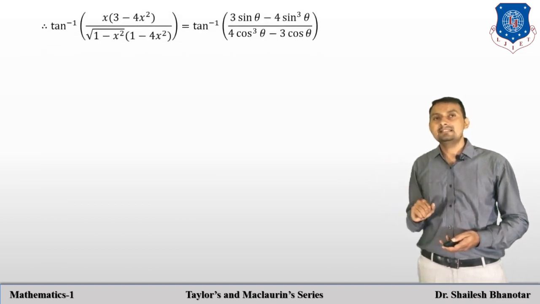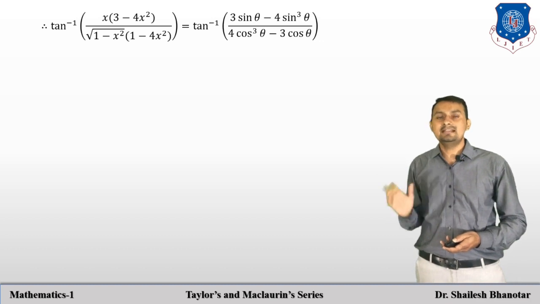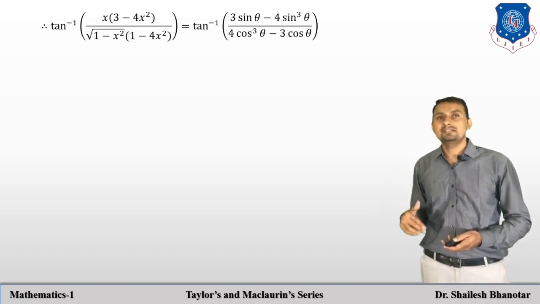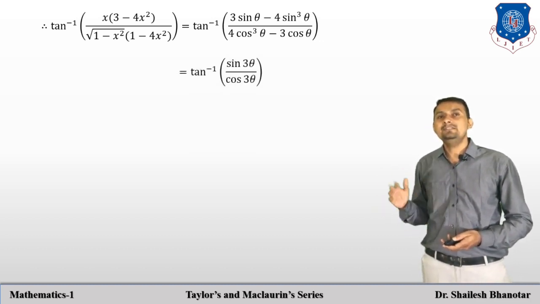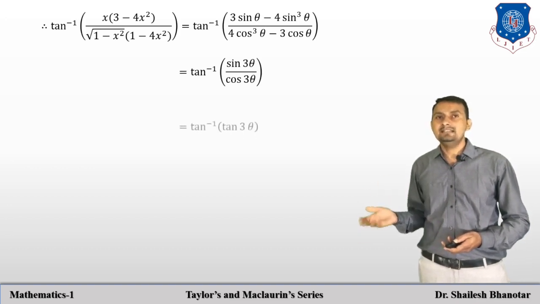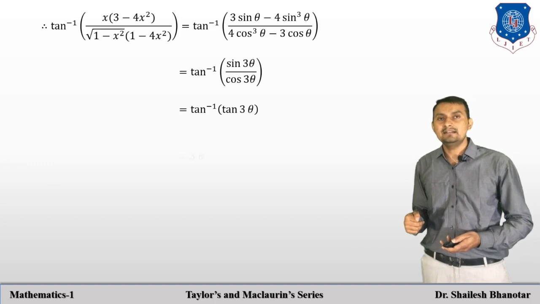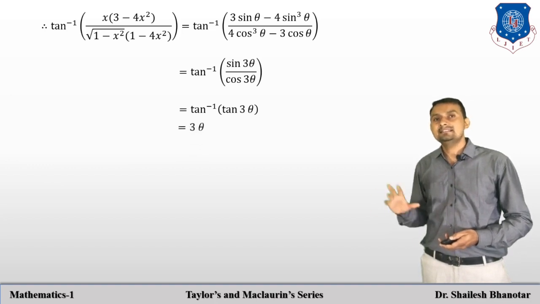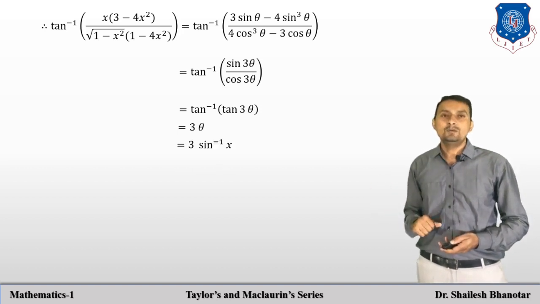This is exactly our standard formula for sin 3 theta and cos 3 theta. So here tan inverse of sin 3 theta divided by cos 3 theta, that is exactly tan 3 theta, and this is exactly 3 into theta. But already we have considered theta equals sin inverse x. That means x equals sin theta, so theta can be written as sin inverse x.